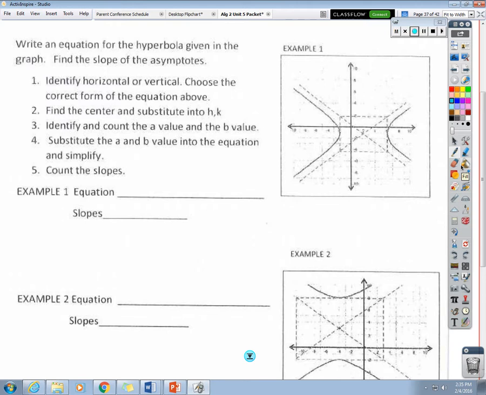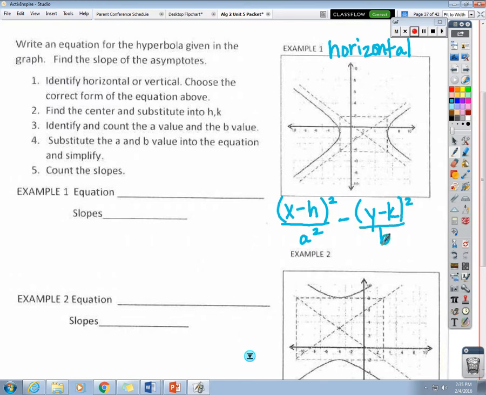Okay, first, is it horizontal or vertical? Horizontal is opening left and right. And horizontal reminds you of which axis? The x-axis. So we're going to be using the equation where x comes first. x minus h squared over a squared minus y minus k squared over b squared equals 1.